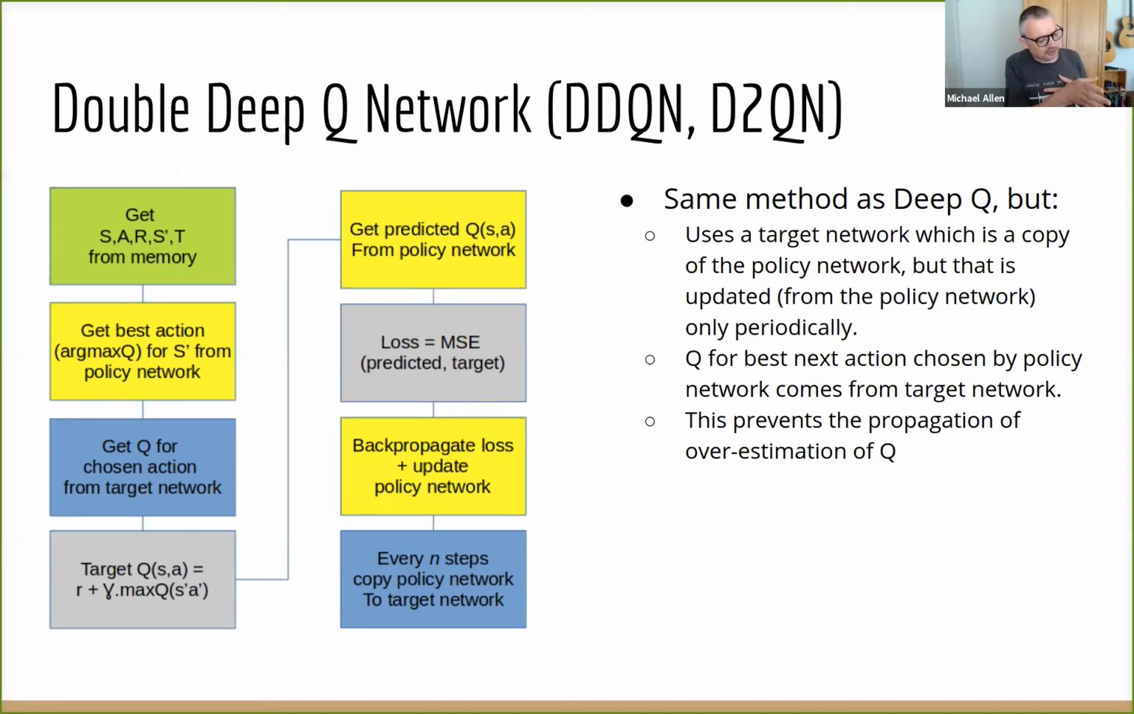There's another trick you can use which keeps it always a little bit lagged behind. With each iteration, you pull the target network a bit closer to the policy network. But most people seem to just copy it across every so often. So that's double deep Q.